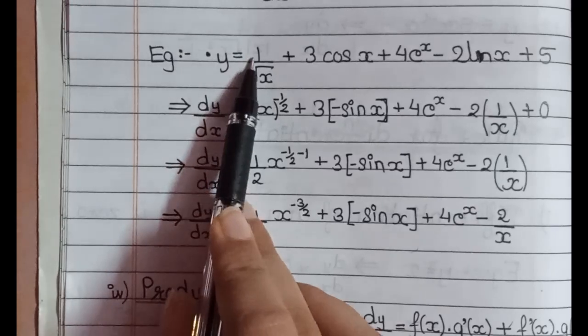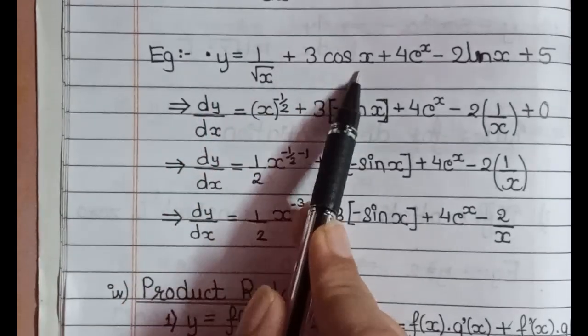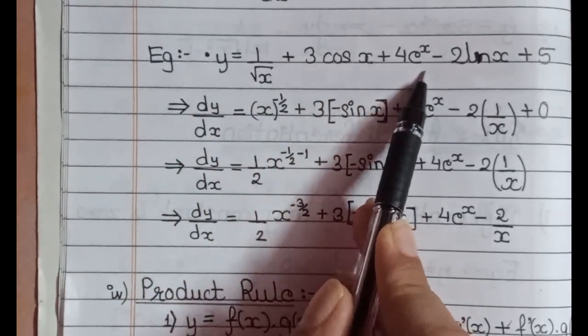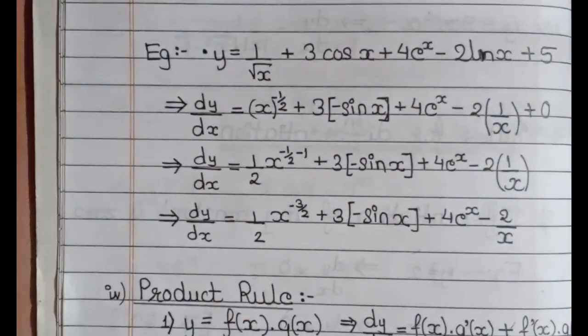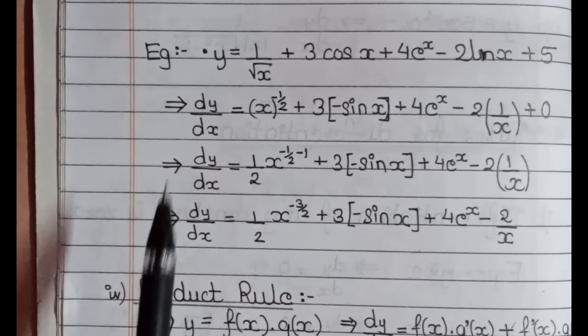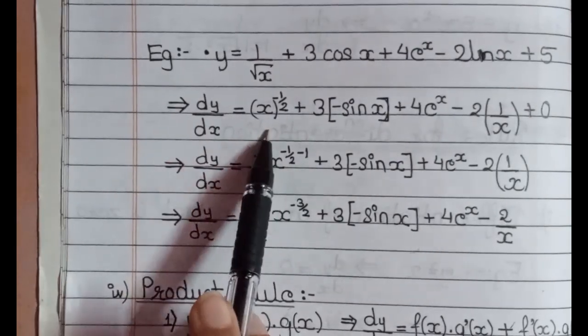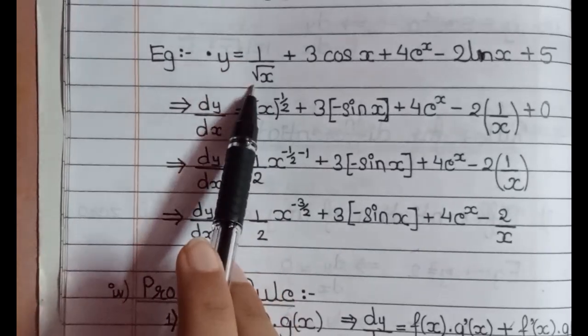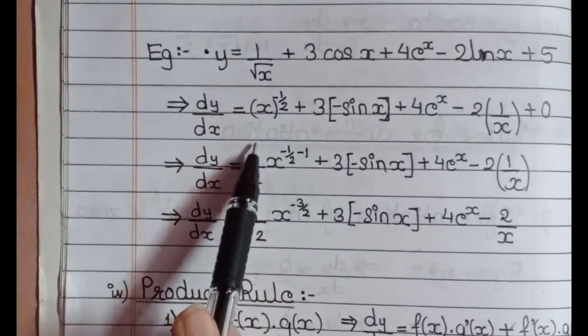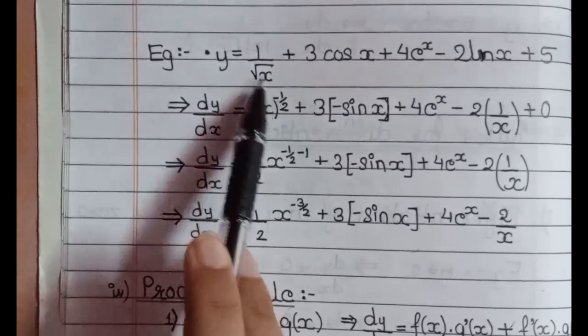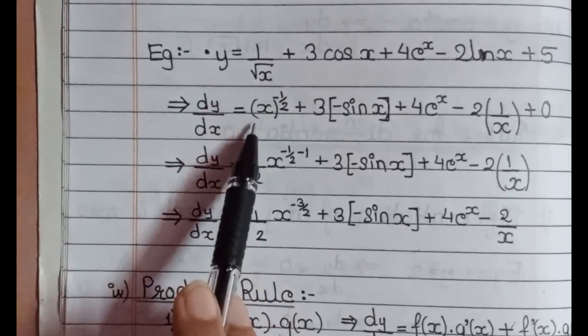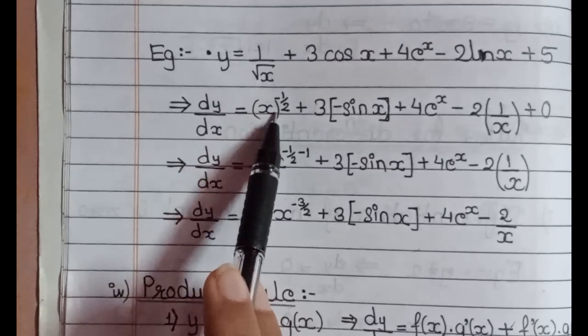y is equal to 1 upon root x plus 3 cos x plus 4 e power x minus 2 ln x plus 5. So to differentiate this, we will consider differentiating every term one by one. dy by dx is equal to 1 upon root x differentiation, x power minus half. 1 upon root x can be written as x power minus half.